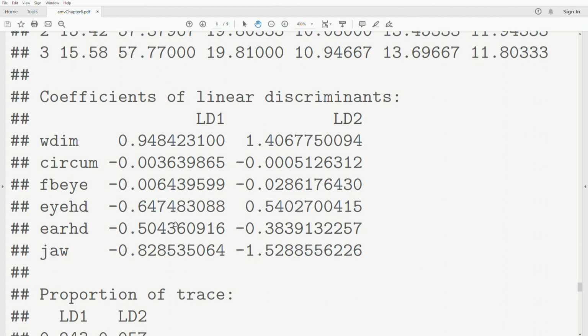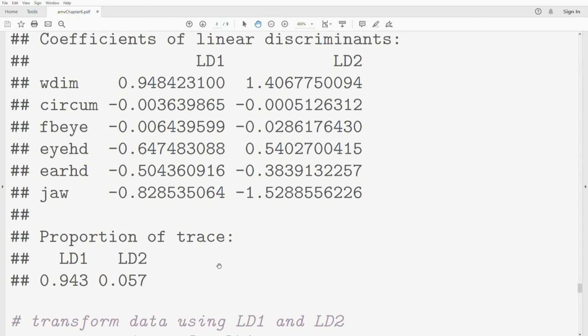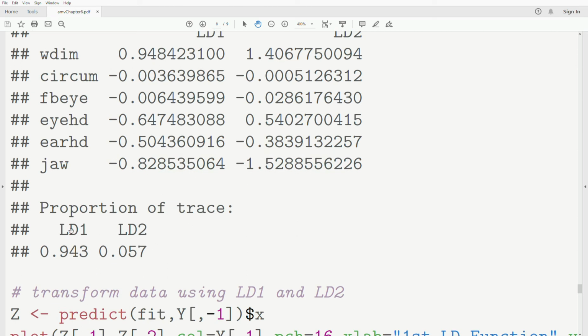Just because one vector points in one direction, if you take it times a multiple, it reverses the direction and points the other way, but it's essentially the exact same line. Okay, so this is it. And look at the proportion of the trace. The first one has about 94% of the total. The second one's 5 to 6%.